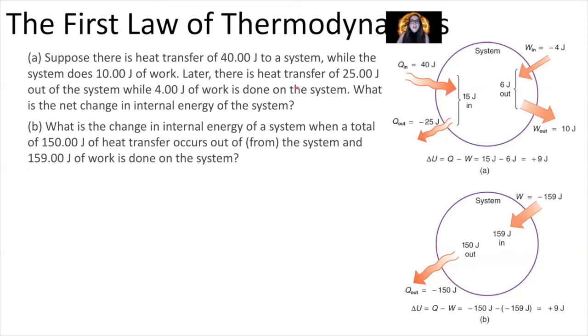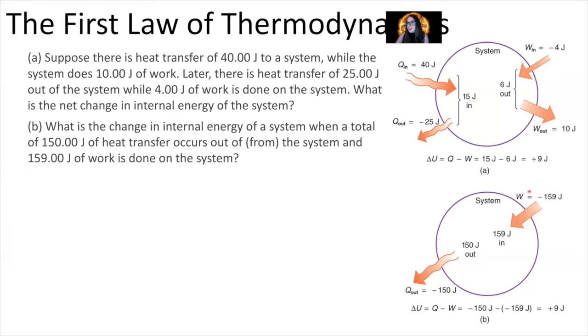Okay. Then later, there is a heat transfer of 25 joules out of the system. So Q out will be 25 joules, while 4 joules of work is done on the system. If work is done on the system, then we call that a work that's done into the system. So we'll call that W in. That's work input into the system. What is the net change in internal energy of our system?